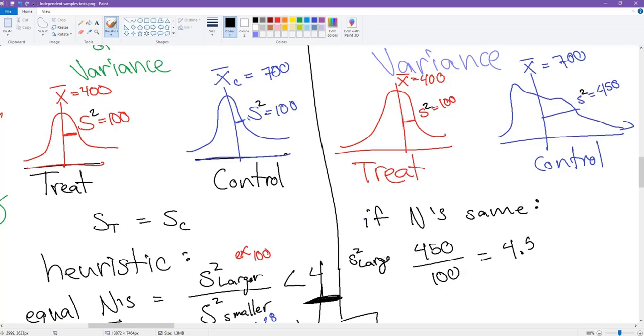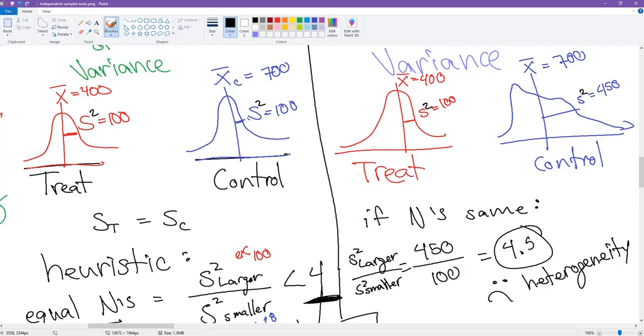So, larger variance over smaller variance, and that's just how you figure it out. If you have, hey look, heterogeneity of variance. This number here is 4.5. That is not less than our heuristic comparison for equal sample sizes of 4. So I have to say, oh no, I have heterogeneity of variance.